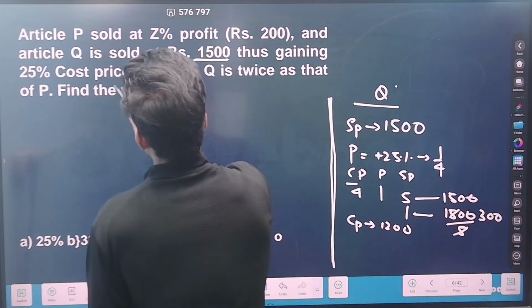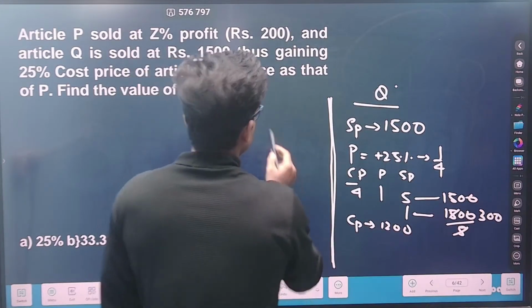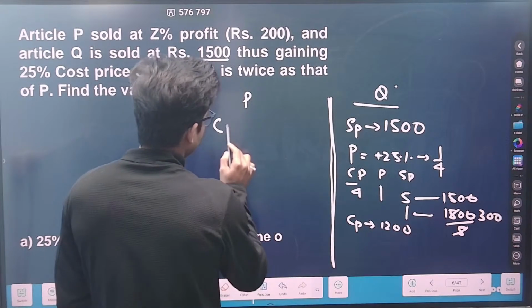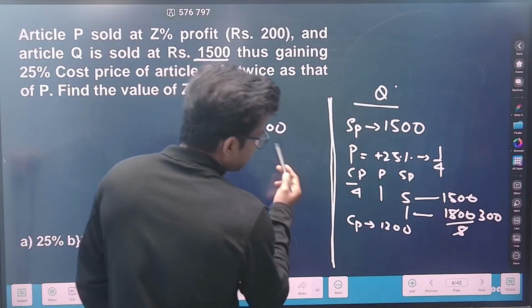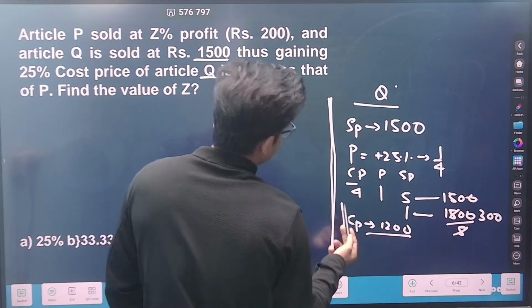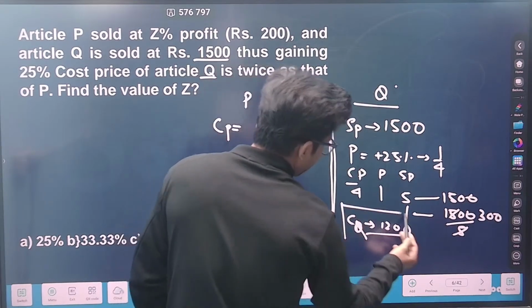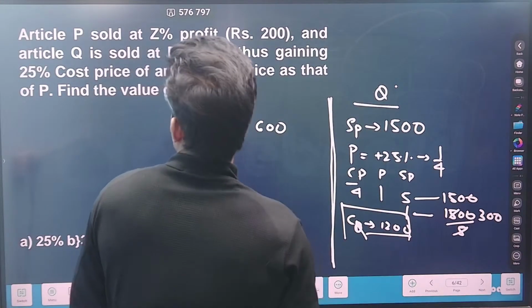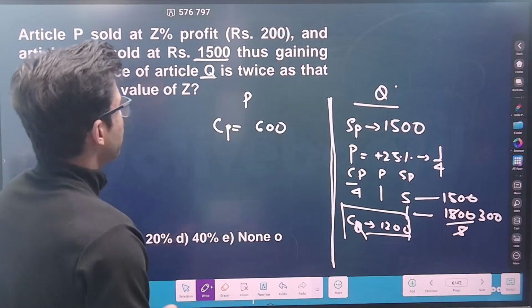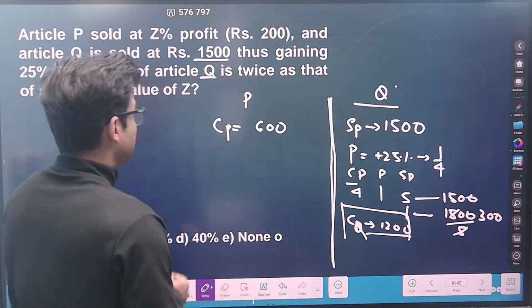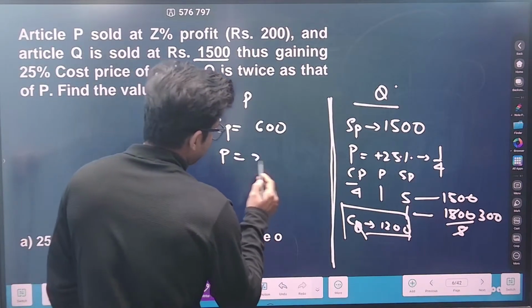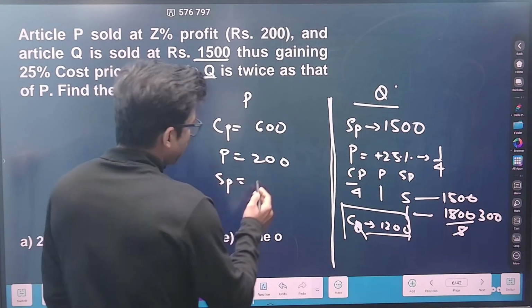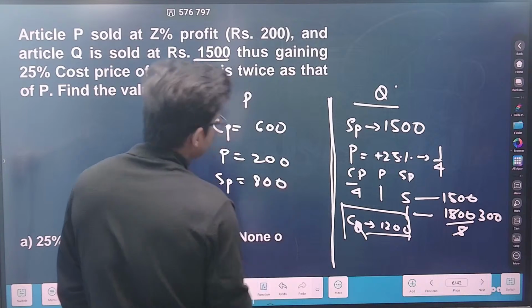Now they are saying that the cost price of the article Q is twice the article P. Then the cost price of article P would be what? 600, because the cost price of article Q is twice, so the cost price of article P would be 600, correct? Article P is sold at Z% profit, that is rupees 200. If there is a profit of 200, then the selling price would be 800, correct?